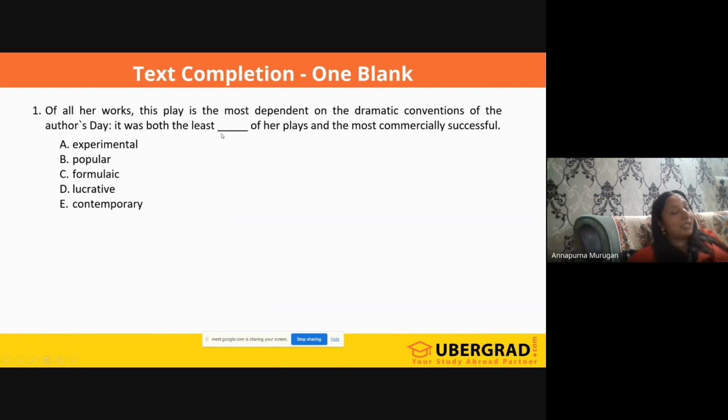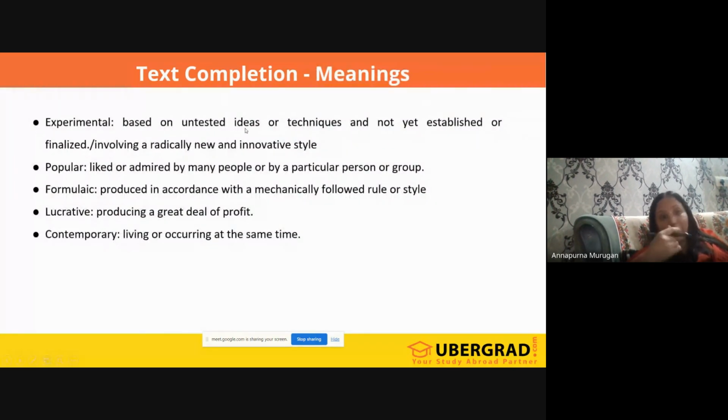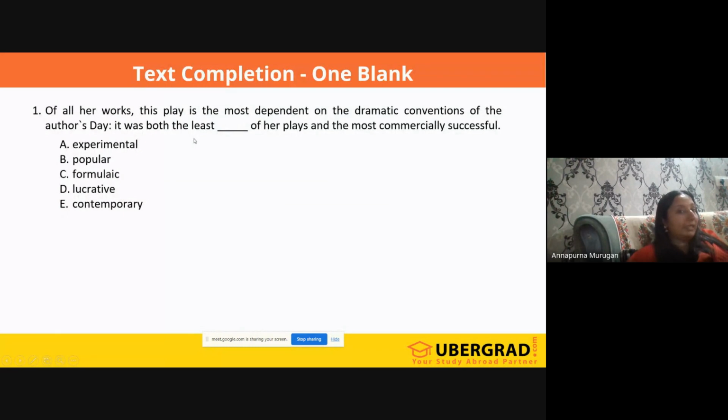Least experimental means it was very common. It is based on certain normal things. So it was based on author's day. Author's day in the sense what? Least common. I mean least experimental. We are taking the word in between this. Let me tell why not others. Popular is liked or admired. So few people picked up popular. If it was least popular, then how can it be commercially successful?